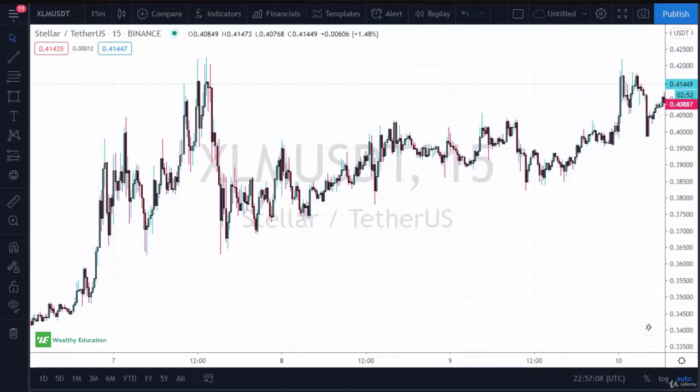In the next video, I'll take a look at potential setups in Zcash.